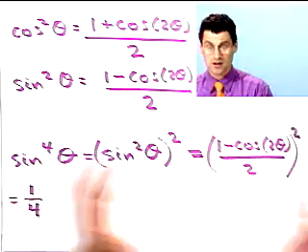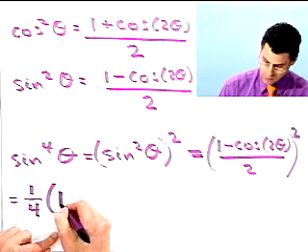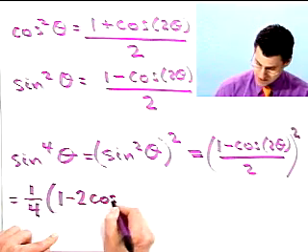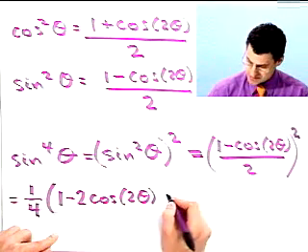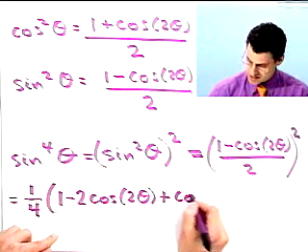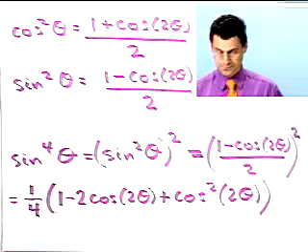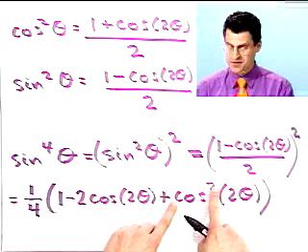I've got to FOIL. So if we FOIL carefully, I think what we see is a 1, and then minus 2 cosine 2 theta. I'm foiling in my head. And then plus, last times the last, cosine squared 2 theta. Okay, fine, but still I've got a term here to the squared power.